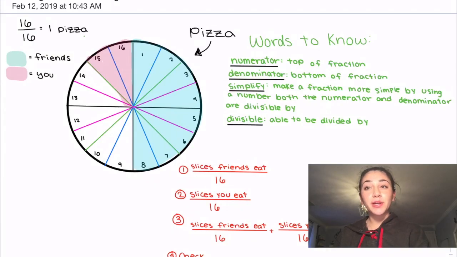In this video, we're going to be going over how to add and subtract fractions with the same denominator. To do this, we're going to be talking about pizza, and a lot of pizza, because pizza's great.